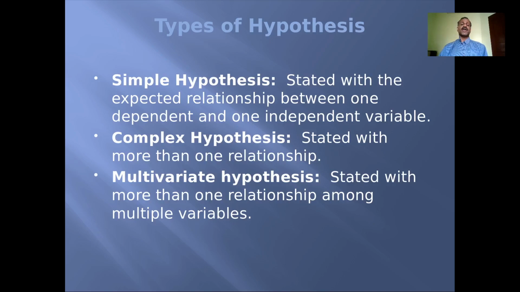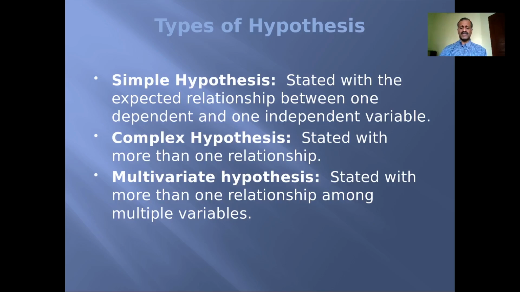Then there are multivariate hypotheses. This is stated with more than one relationship among multiple variables. Not only two variables are considered. More than two variables are considered in formulating a single hypothesis, and there will be multiple relations between these variables studied in the same single hypothesis. So this we call the multivariate hypothesis. So: simple hypothesis, complex hypothesis, and multivariate hypothesis.